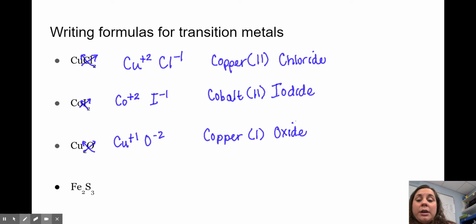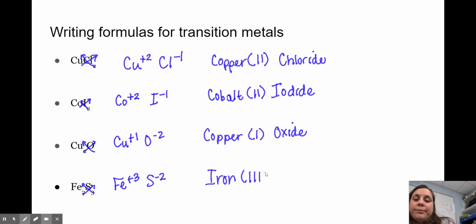Next, we have iron and sulfur. Cross those charges up. Fe +3, S -2. Does sulfur, if I look on the periodic table, actually have a charge of -2? Yes, it does, because it's in that group 16 or 6A. So that's correct. So that means this charge is correct. When I write it, I'm going to write iron 3 sulfide.